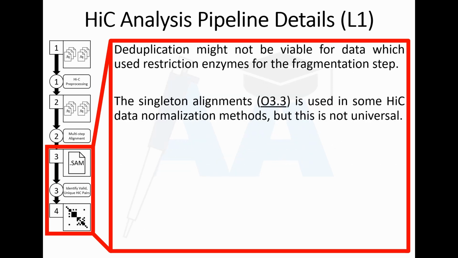Also, deduplication might not be viable for data which used restriction enzymes for the fragmentation step, since it will be possible for chimeric fragments to form independently of each other, which start and end on the same nucleotide. As mentioned previously, some HiC data normalization methods make use of the singleton alignments, but this is not always the case.